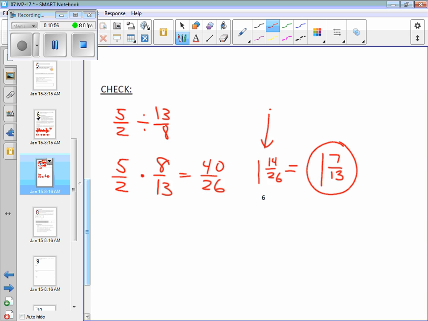Eventually, though, down the road, when I ask you to simplify all fractions for a quiz or a test, you would lose some credit if you don't simplify it. Busy, busy. Okay, let's do 8.